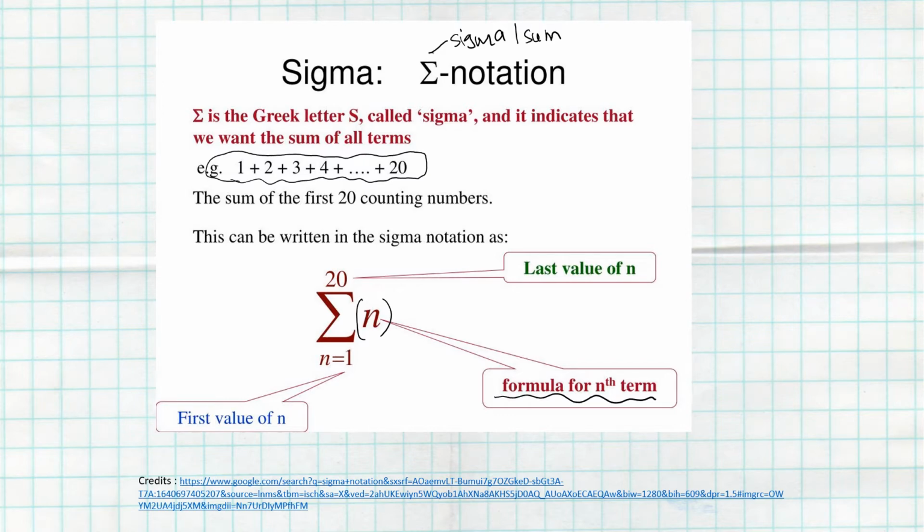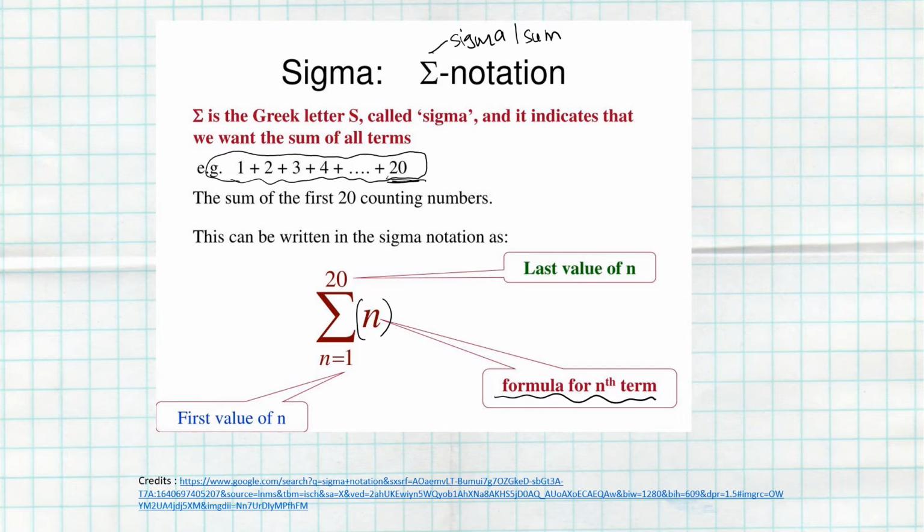So always just use n equals 1. Some people may choose k equals 1, something like that, but just start from 1 always. Here on top you'll put how many terms we are adding. So if I'm adding from term number 1, I'm going to end up on term number 20. That is the last value of n.